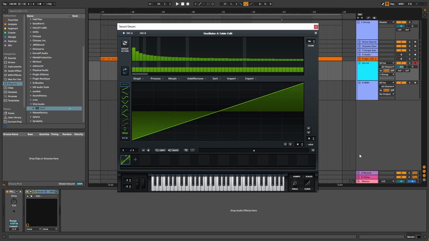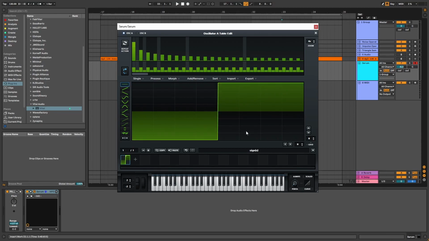Notice that when I select just saw, the editor loads an unrotated saw wave where all partials are in phase with one another. When I load a square wave, you'll see that square waves contain every other harmonic. Even harmonics only, where this is the fundamental, this is harmonic 1, harmonic 2, harmonic 4, harmonic 6, and so on. Square waves are very significant in digital audio. They represent the maximum possible loudness of any sound.